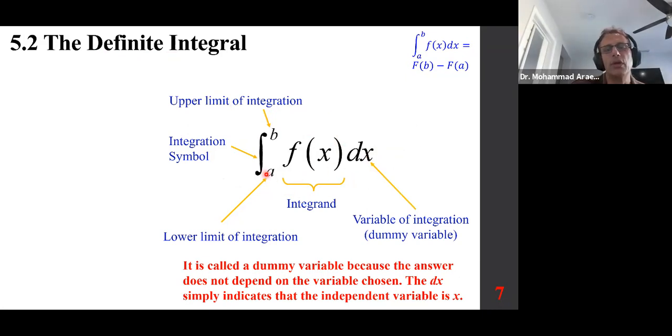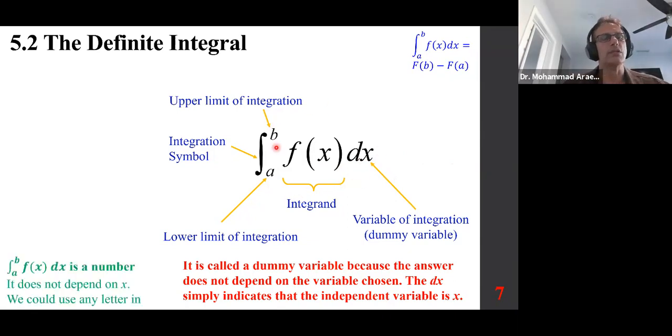If we don't have the lower and upper limits, it becomes capital F of x plus a constant, which is an indefinite integral, a family of functions. This is a number. Without a and b is a family of functions.